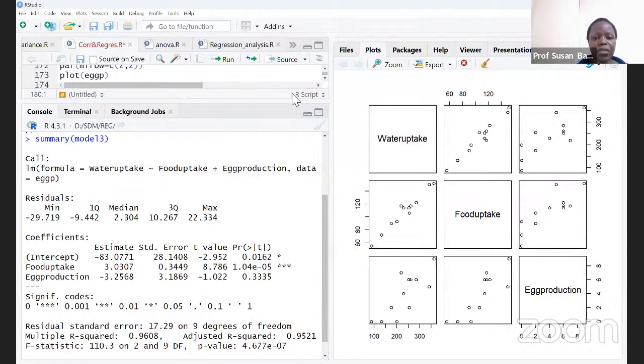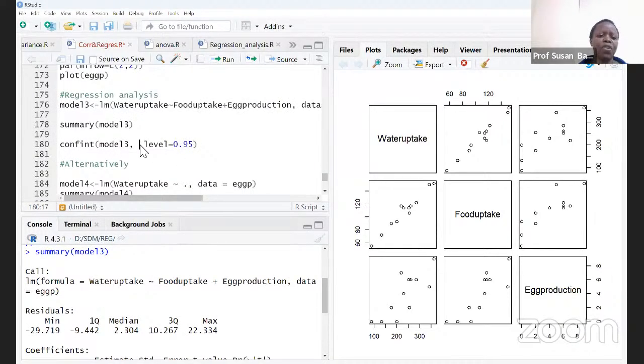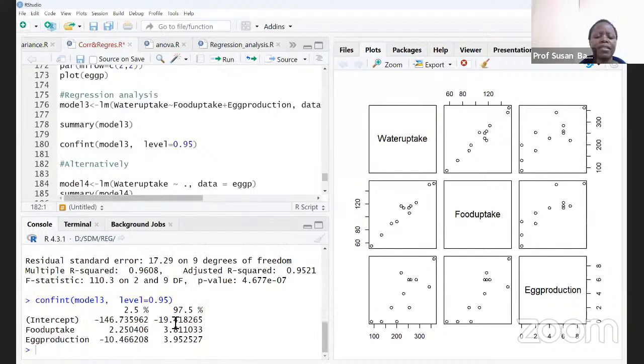Now, let's go back and look at the script. The next thing, we can produce confidence interval for all the independent variables that we have. And you can see if you look at egg production, the confidence interval ranges from -10 to +3. So you remember I said confidence interval is a range of possible values for the given parameter. So for the slope of egg production, one of its possible values is 0, confirming what we saw in the result up here, that there is a non-significant linear relationship between water uptake and egg production.